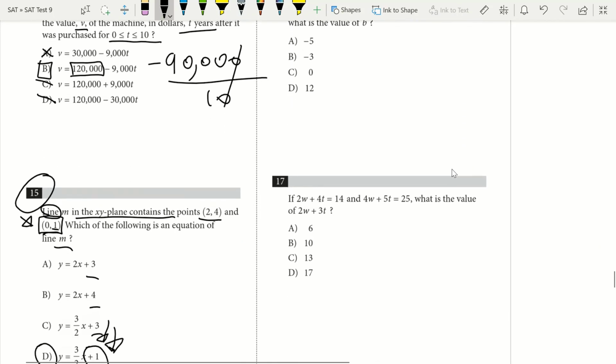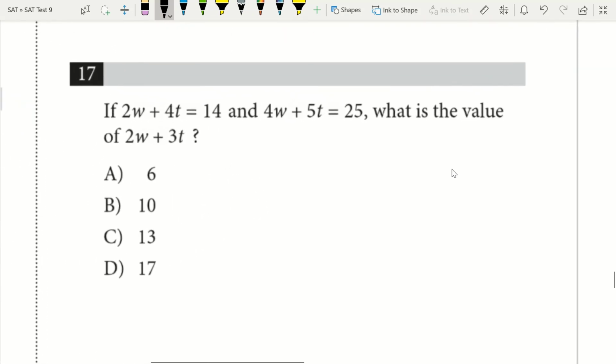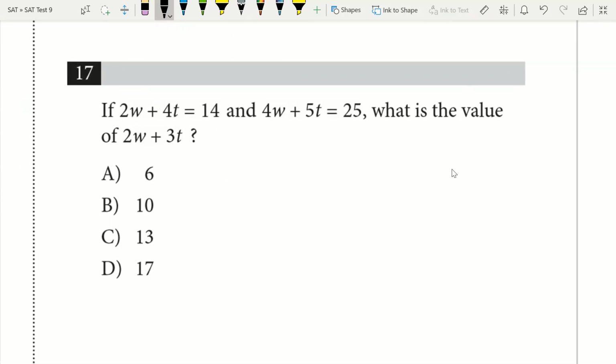All right, moving on, let's go and find another one I want to cover. I like number 17. Let's go ahead and do 17. You'll see why I like it after I go through it. All right, so 17, I'm going to go ahead and give you 30 seconds on this one, starting now. Okay, your 30 seconds is now up.